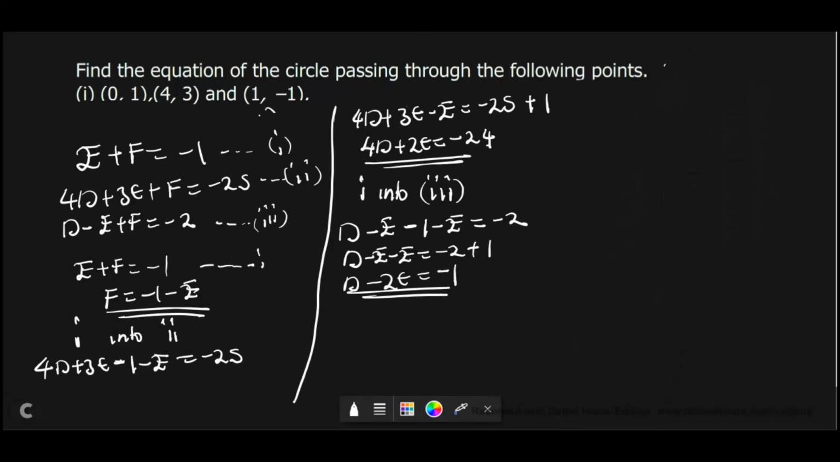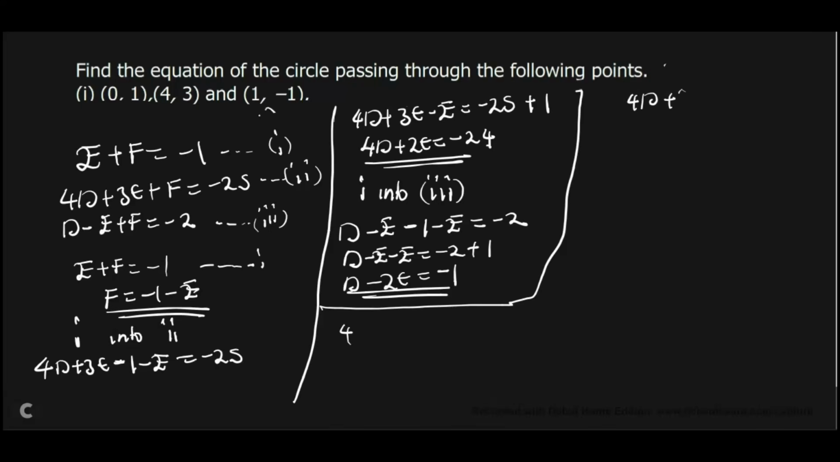Now let's get these two equations, right? Okay, let me just write it from this side. You have 4D plus 2E equal to negative 24. Then D minus 2E equal to negative 1. So what you do here, we just add. Why are we adding? Because these, they can eliminate already, right? They can eliminate.